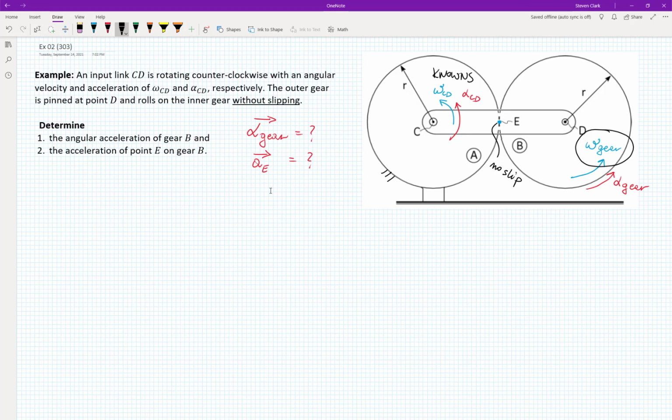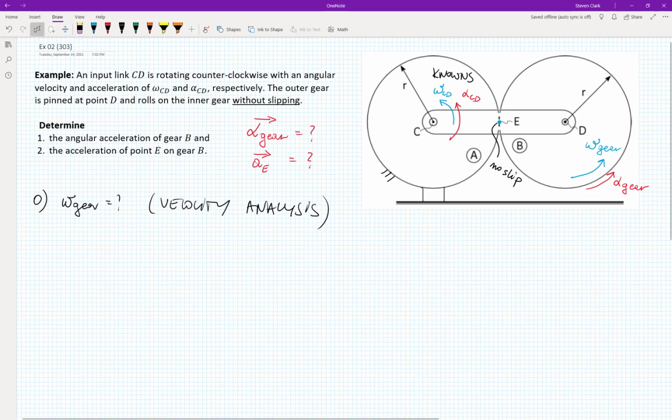Yeah, Liz is right. Before running acceleration analysis, we must run velocity analysis. So there is like an implicit part 0, yes? So before part 1 and before part 2, we will do part 0, in which we will find omega gear. And we will do velocity analysis. Yeah, which makes that problem a little bit longer than you expected.